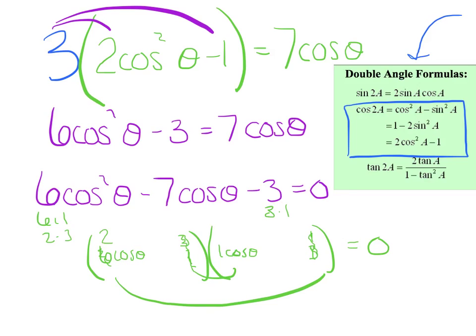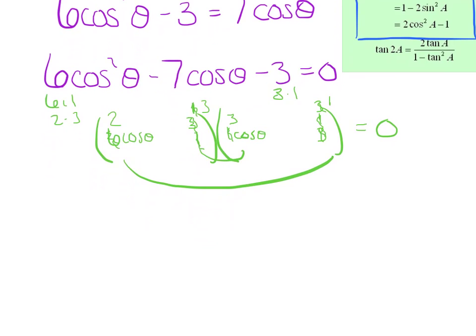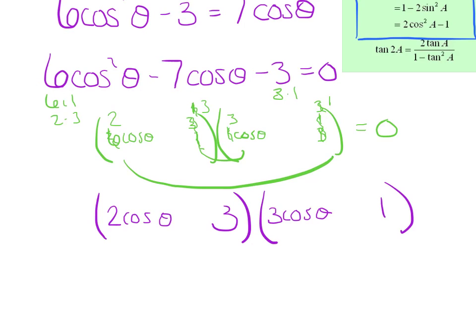Let's try 2 cosine theta and 3 cosine theta. Again, I'm going to go 1 and 3. That would be 6 on the outside, 3 on the inside. That doesn't work. 3 and 1. That's going to be 9 and 2, and that would get 7. Okay, so I'm just going to make it a little neater. I think I'm going to go with 2 cosine theta and a 3, and 3 cosine theta and a 1. So let's just verify.